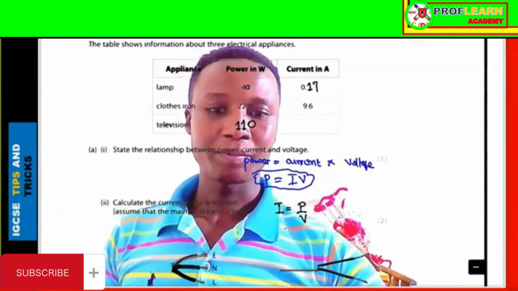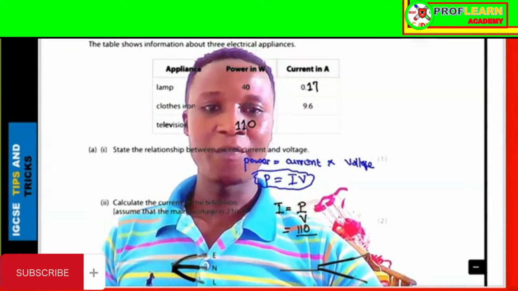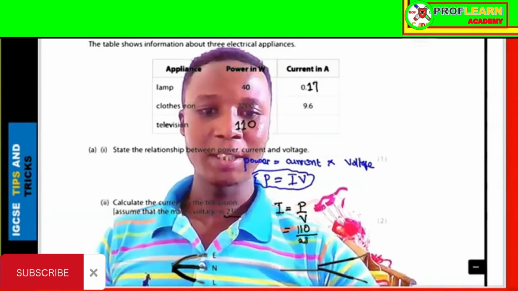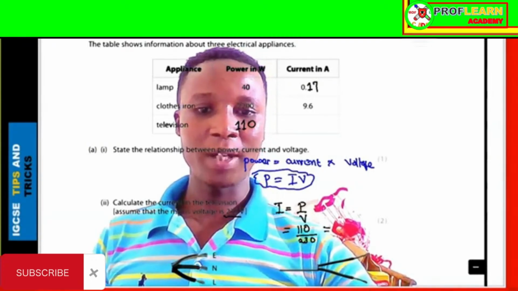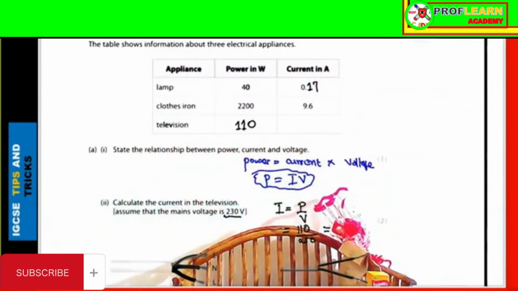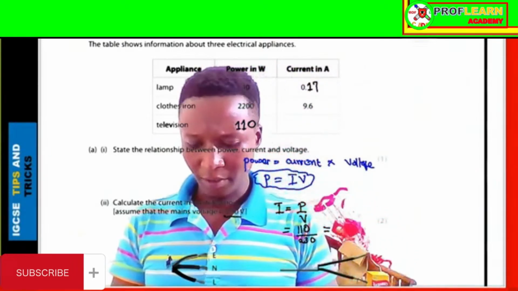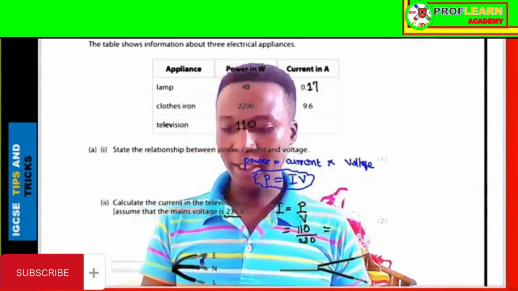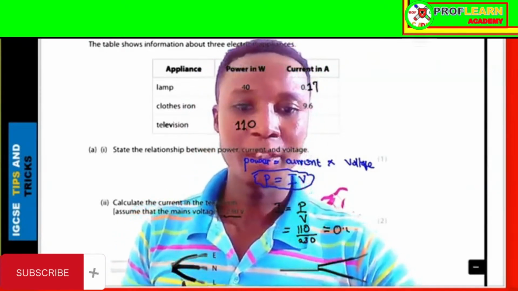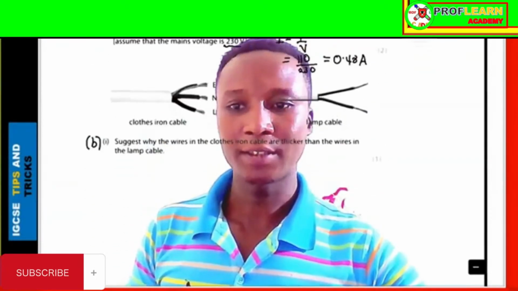Therefore, our power is given as 110 divided by the voltage, the mains voltage that we're going to use here, which is 230. If you use our calculator, we're going to work that out. So if I divide 110 by 230, I'm getting 0.48 amperes. Remember the units for current.